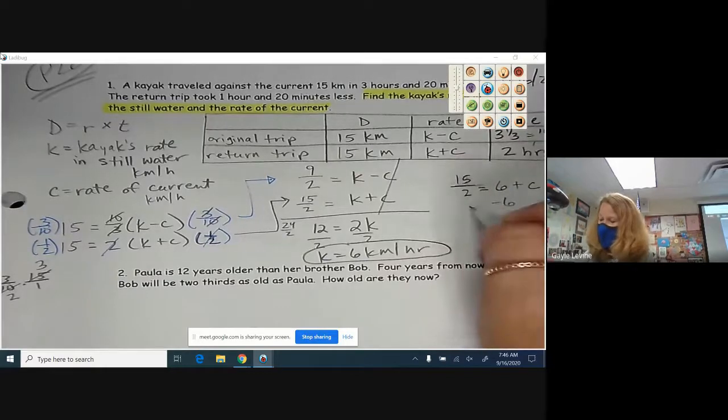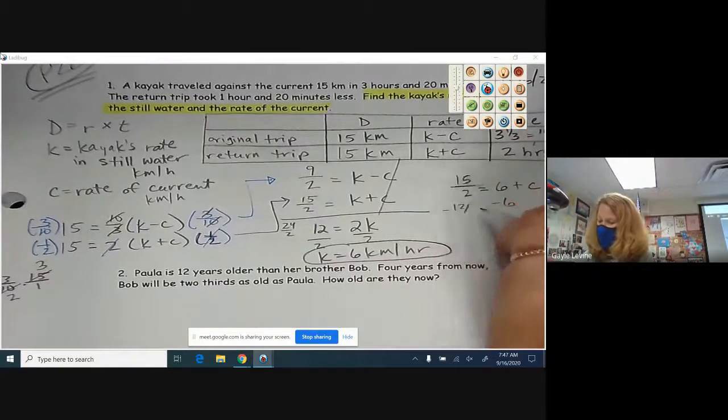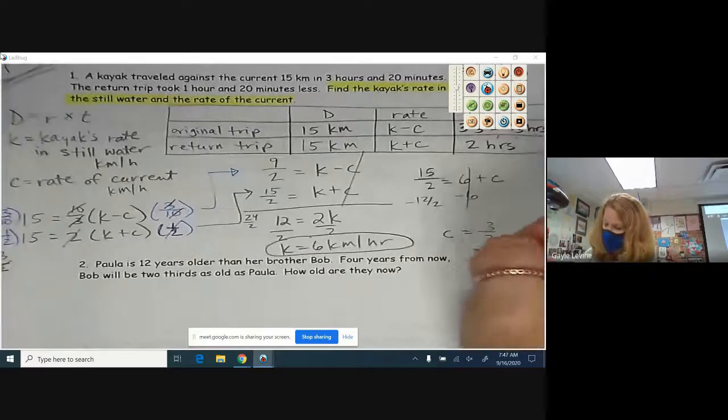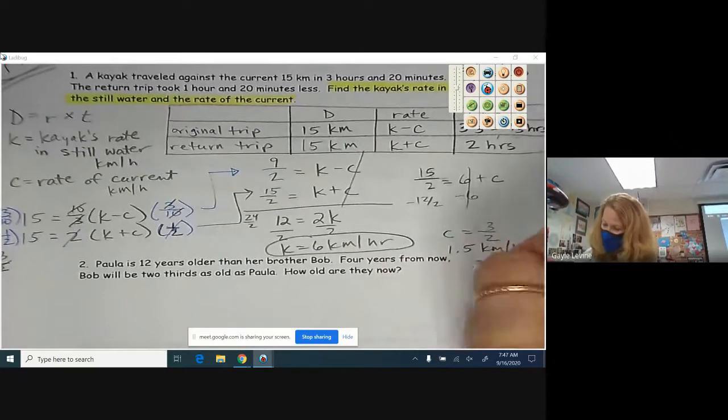But you need a common denominator. So I'm actually going to change that to 12 over 2. They're equivalent, and then you're going to get C equals 15 minus 12 is 3, and then you keep the denominator. So that's going to be 1.5 kilometers per hour for the rate of the current.